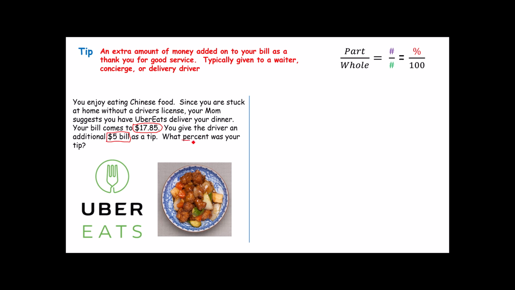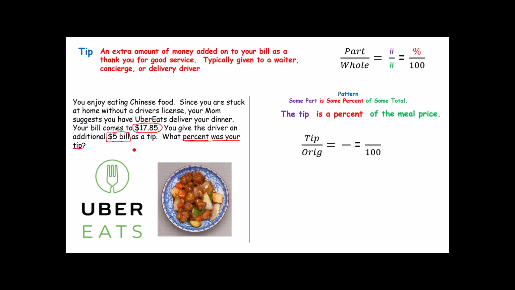What percent was your tip? Notice the percent is your tip. So when I go to do my part, percent, and total, my tip is a percent of my meal price. And I go to set that up. Notice I've put the tip in the position of the part. I've put the original price in the position of the whole.